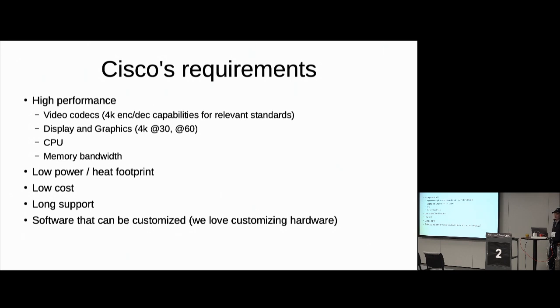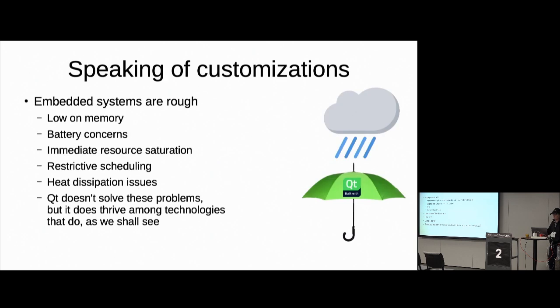And then for this talk, the most relevant part is that we need software that can be customized, because we love customizing hardware. We change hardware to make it do what we want it to do. I think that when you're trying to reduce memory footprint, when you have battery concerns, when there's immediate resource saturation, as in if you do something wrong, the entire system locks up, at least for a while, and there's heat dissipation issues, so you can't run the CPU for so long. That's really rough weather for any type of software.